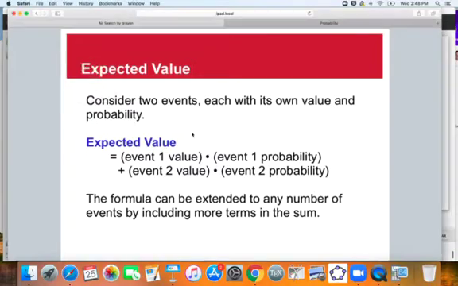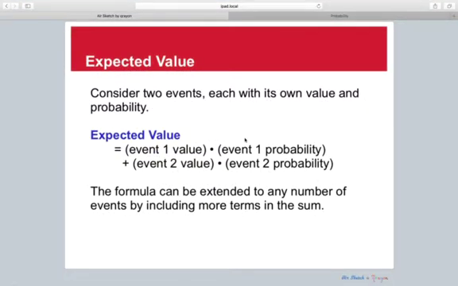Great. So let's talk about this thing called expected value that leads us into. To introduce it, consider two events, each with its own value and probability. We define expected value by taking the value for event 1 and multiplying it by event 1's probability, and then adding the value for event 2 and multiplying by event 2's probability.